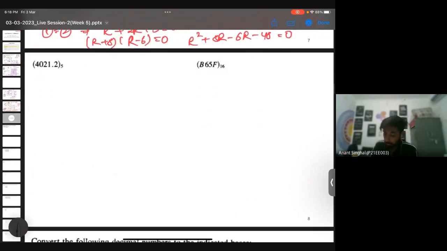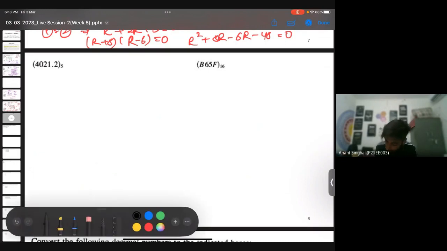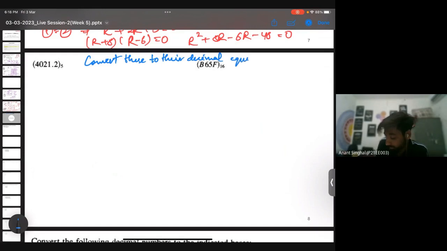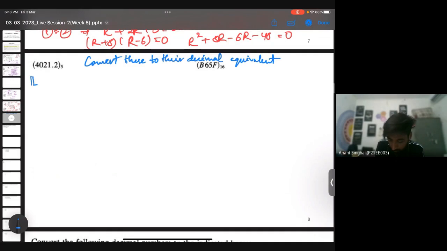So now I'll make you familiar with the conversion from some other base system to decimal. As we saw in the above problem, it was also similar. So let's see here also. It says that we need to convert these to their decimal equivalent. As we did in the above problem, we'll approach this problem in a similar way.